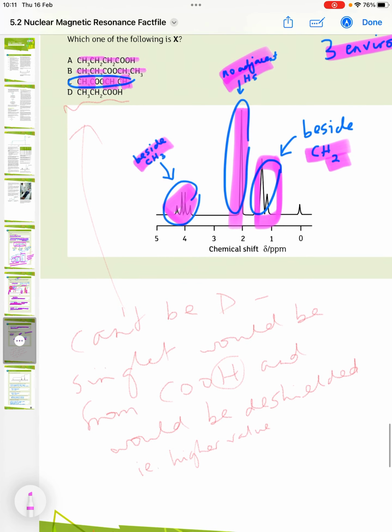The reason it can't be D, actually, so there are 3 different hydrogen environments in D, but the singlet there would be from the COOH, and it would be de-shielded, so it would be higher value, so it would be coming in sort of above 4.